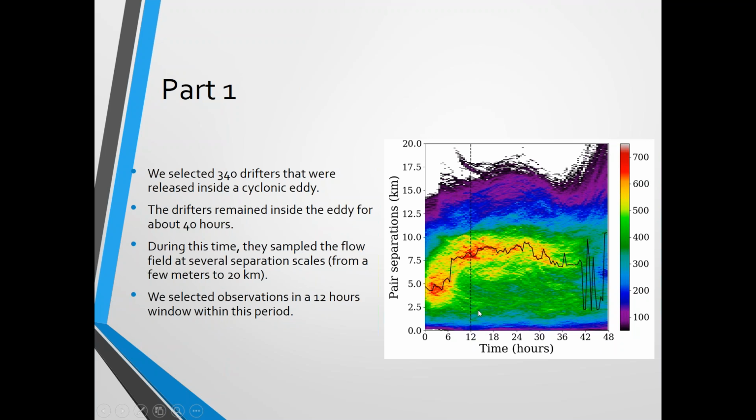I selected to analyze the first 12 hours because there is an abrupt shift in the mode separation. After this shift, which happened from around 6 hours to 12 hours, they all became very stable. So here I have very high resolution observations, and suddenly there's something happening, and they stay stable inside the cyclone.